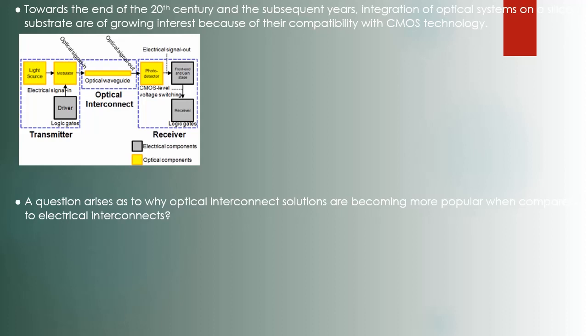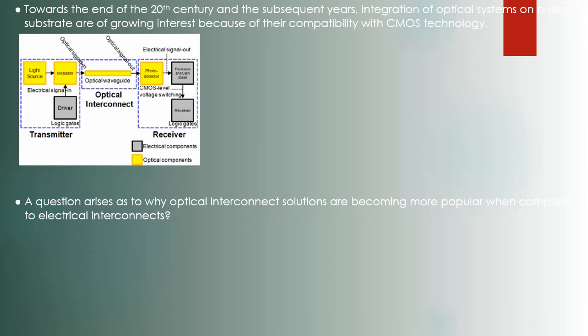Towards the end of the 20th century and the subsequent years, integration of optical systems on a silicon substrate is of growing interest because of their compatibility with CMOS technology. New technologies have been constantly emerging which combine the benefits of CMOS with optical devices. Silicon photonics is one such field that enables electronics and optics to be integrated on the same optoelectronic circuit chip, leading to the production of low-cost devices on silicon wafers by using standard processes from the traditional microelectronics industry.